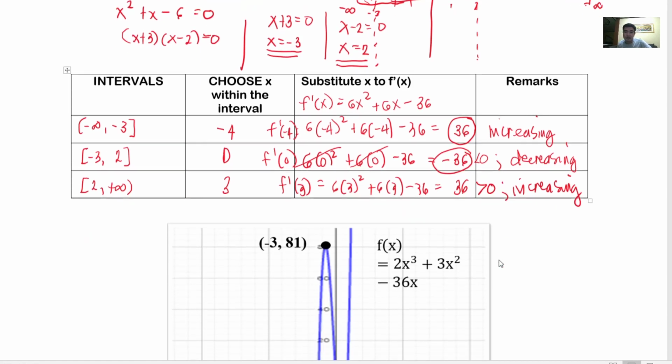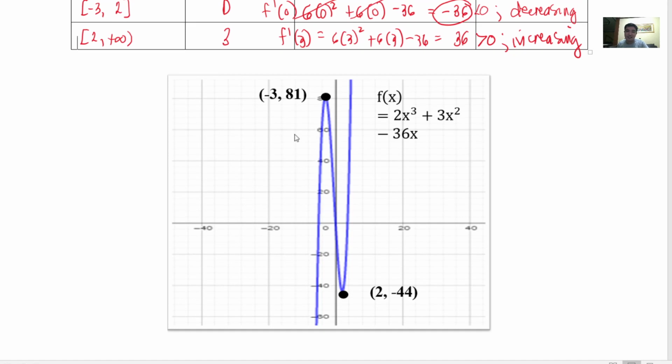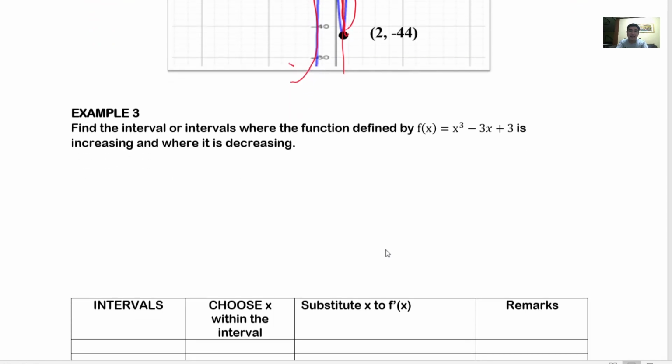Let's check. This is the function, class. This is the graph of our function. So, from negative 3, this is negative 3, and then to positive 2. Look, class. From negative 3 to positive 2, it is decreasing. And then from negative infinity, increasing. And then from 2 to positive infinity, our function is increasing. Okay? So, that is what it means. Got it? Okay. So, let's have another example here.